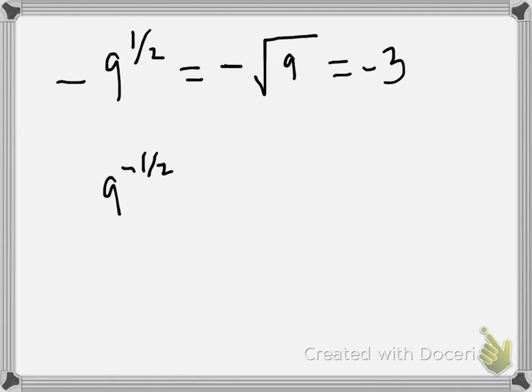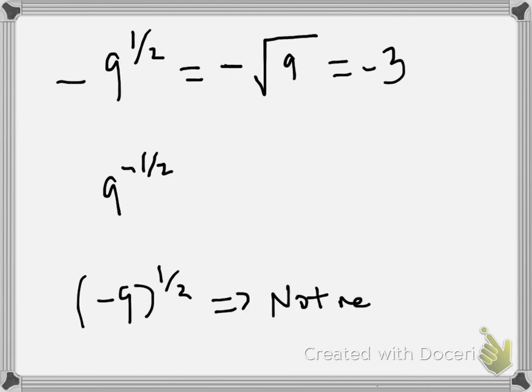If we had a parenthesis like this, then this would be not real because we're trying to take the square root of a negative number. Okay, but this one we're not, because the negative is on the outside. It's its own separate piece. The 1/2 is only applied to the 9. And so we'll work it out, get -3.